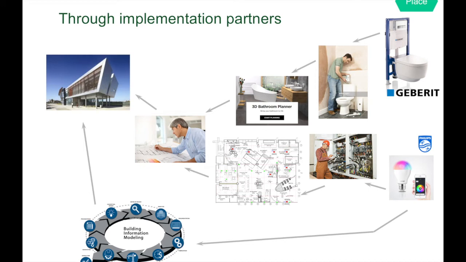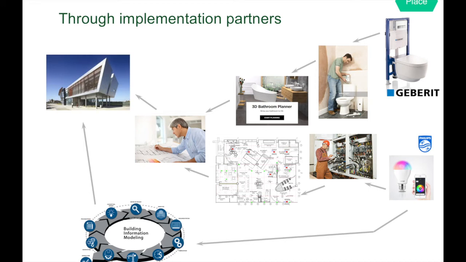Now, what is interesting here, people like Geberit and Philips, so the manufacturers, are highly interested in these software systems, because they can provide data or plugins, whatever you want to call it. So the architect can actually plan the details for the electricity planning or the bathroom planning himself. So we can cut out this implementation partner, the craftsman.